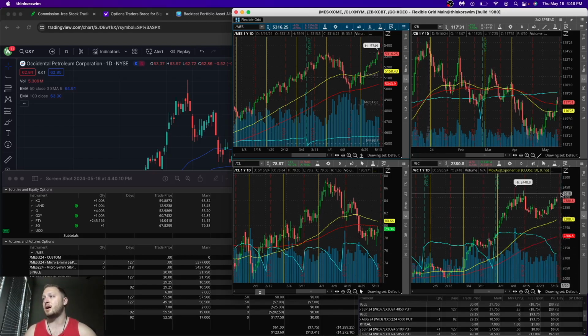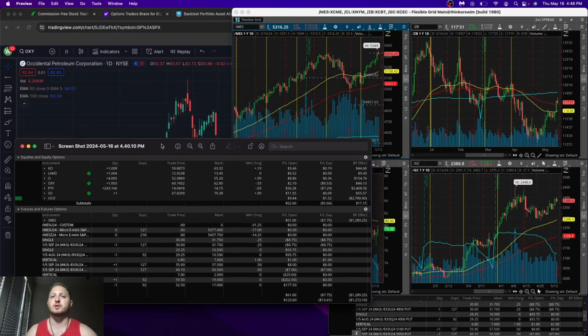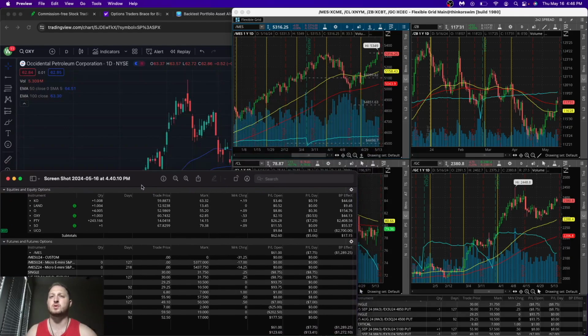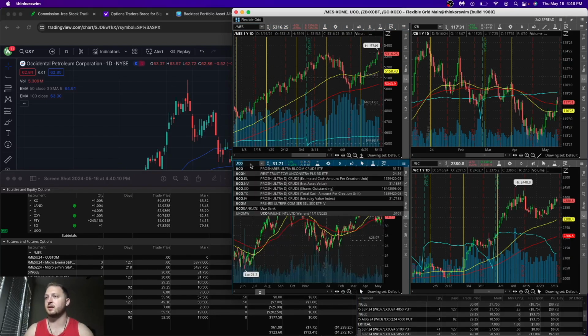GC is still up too high for me to sell this one. You can see I do have a UCO trade, and I already have a buy mark on this one. This is the 2 times leveraged crude oil, UCO. You're going to see down here.